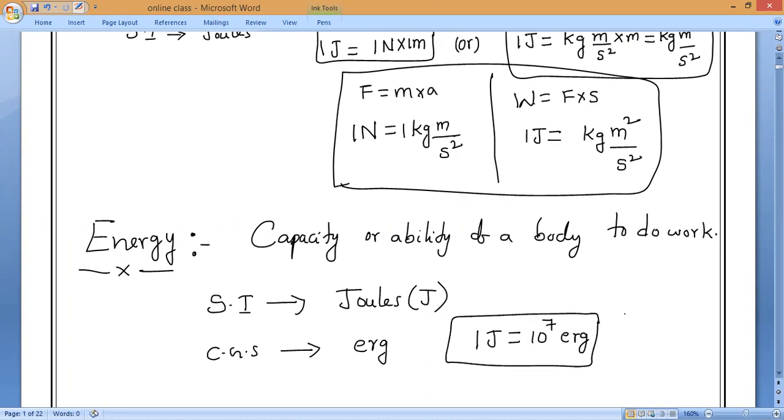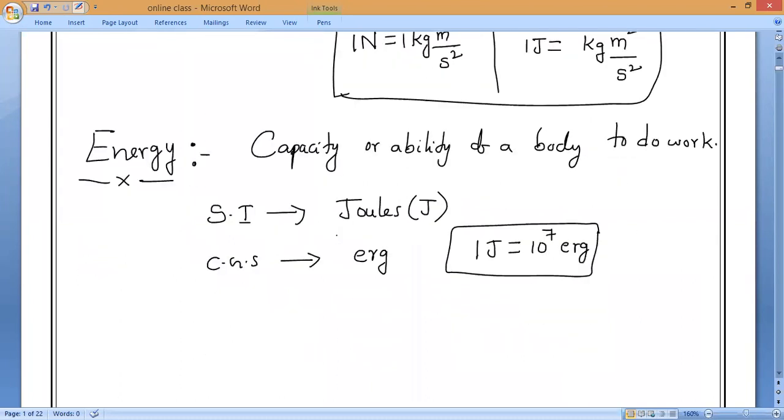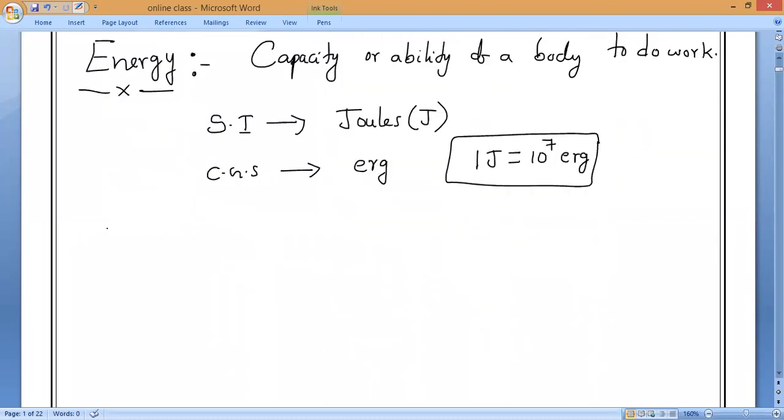Now, let us come to here. This energy we will classify into so many types: light energy, heat energy, sound energy, mechanical energy. So mechanical energy means two things. What is mechanical energy, everybody?